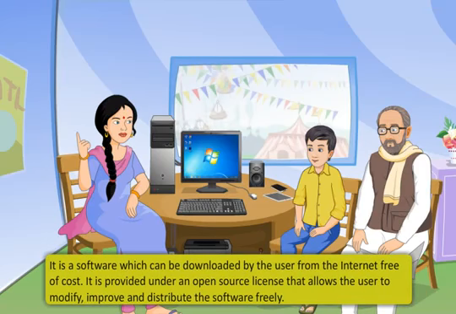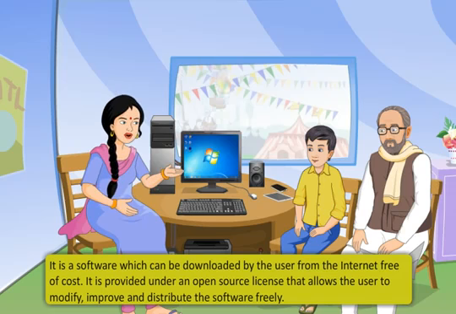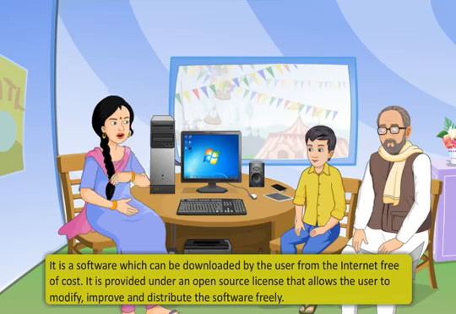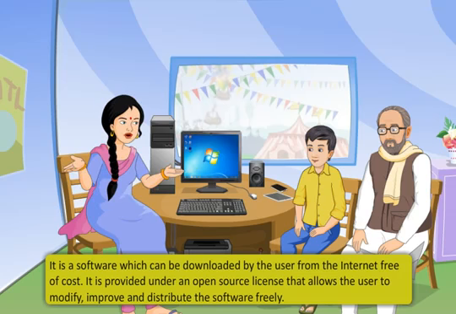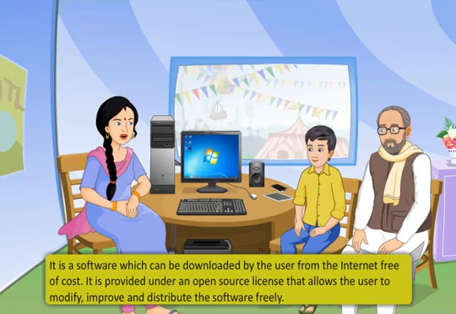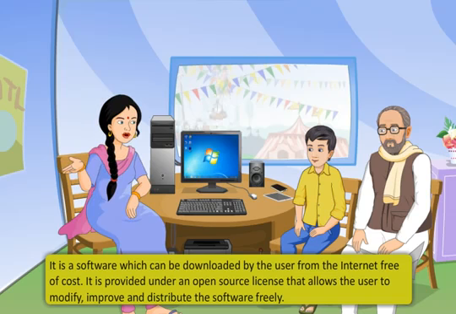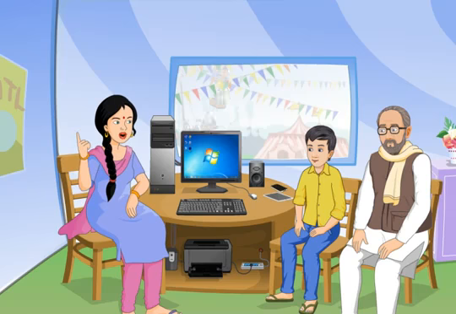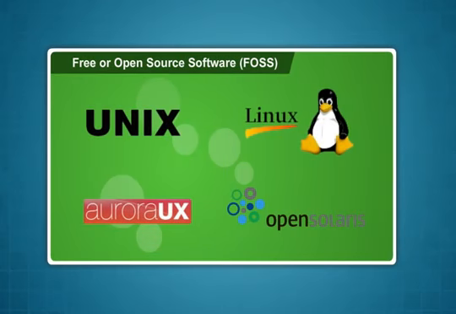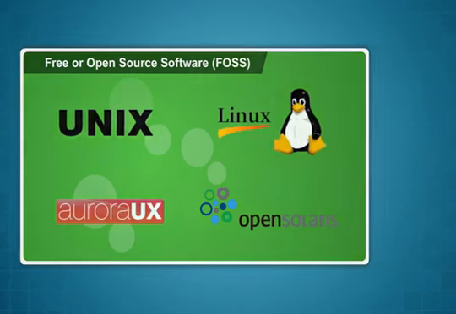Free or open source software is software which can be downloaded by the user from the internet free of cost. It is provided under an open source license that allows the user to modify, improve and distribute the software freely. However, the changes cannot be copyrighted. The most common types of open source software are Unix, Linux, Aurora UX and OpenSolaris.